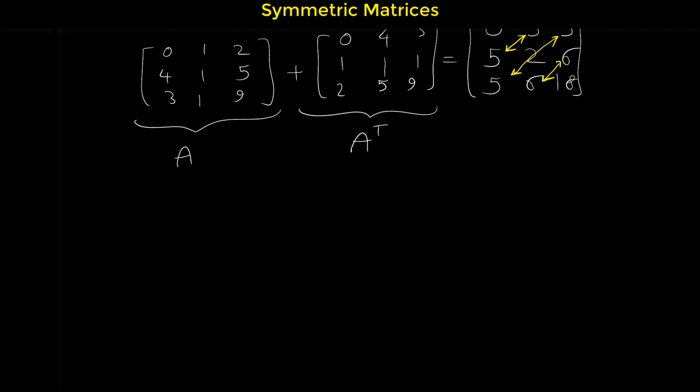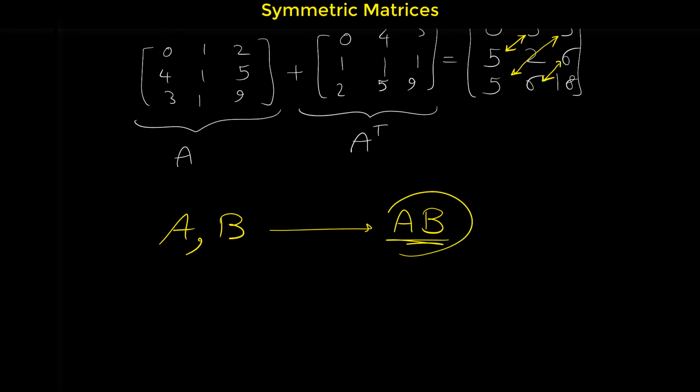And one thing that I should mention here is that if A is a symmetric matrix and B is also a symmetric matrix, maybe you think A times B is also symmetric. Maybe it is symmetric, maybe not. It's not necessarily true that when we multiply two symmetric matrices, the result is also symmetric. So if A is symmetric and B is also symmetric, we don't know if A times B is symmetric or not.